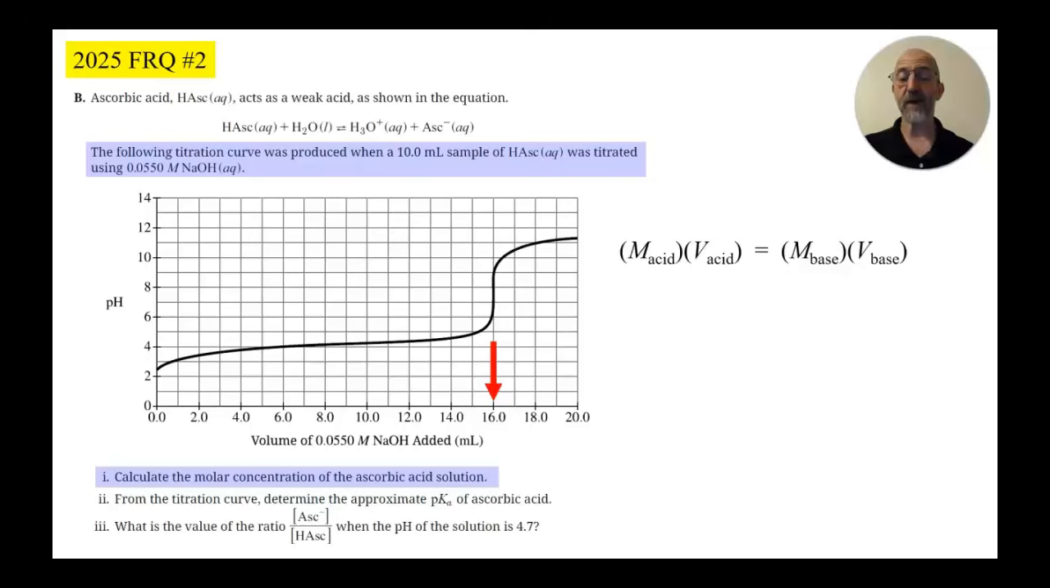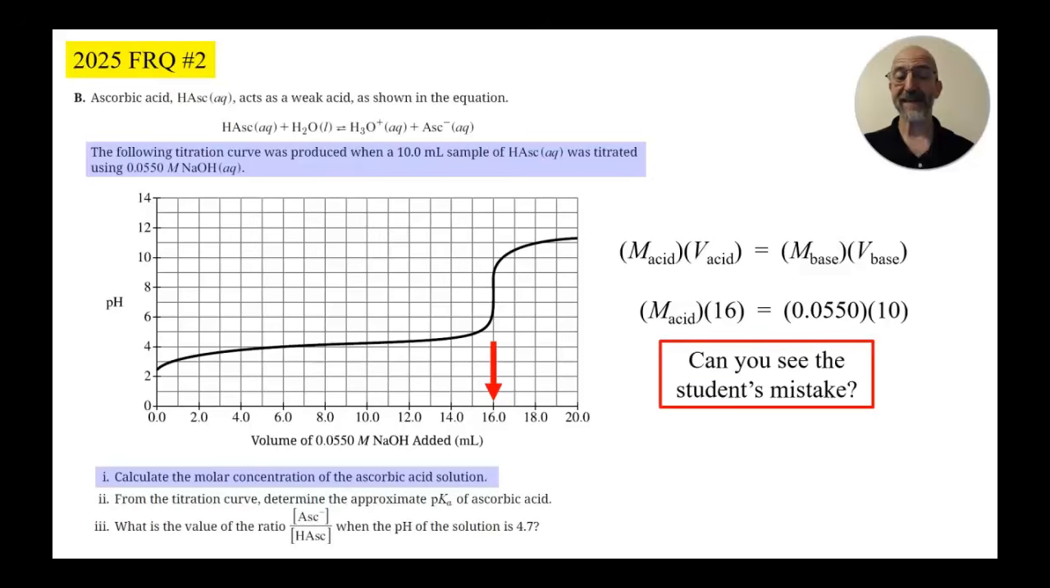That would be the volume of the sodium hydroxide. So I have 16 in my equation. I also have 10 in my equation. And if you're wondering, where did you get the 16 from? It's from the titration curve, the equivalence point. Where did you get the 10 from? It says 10 milliliters of ascorbic acid was titrated.